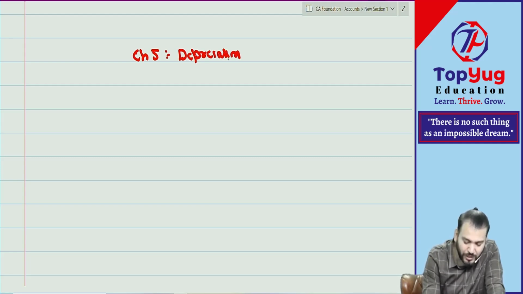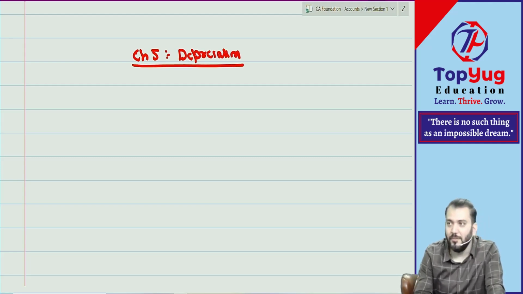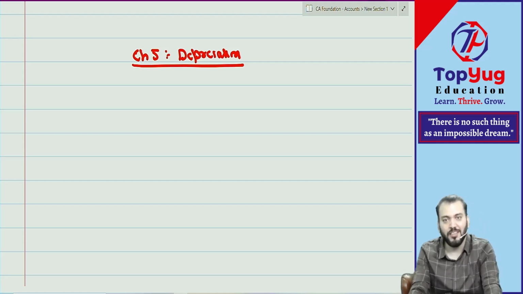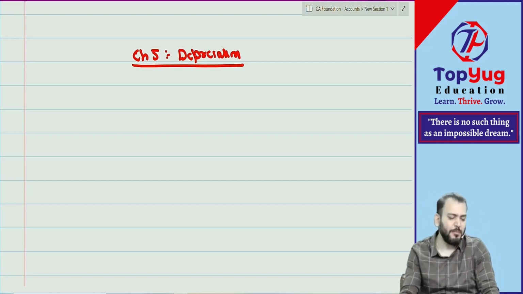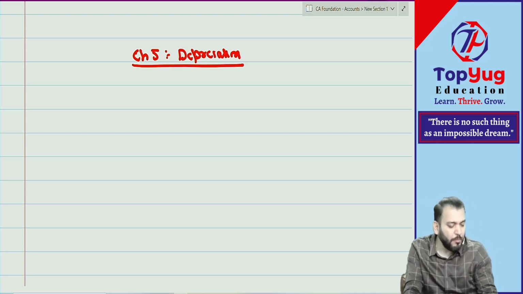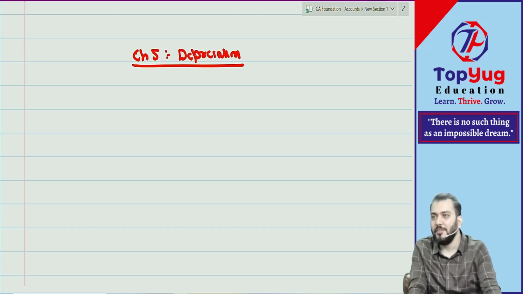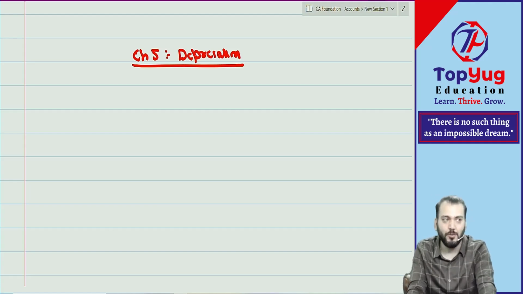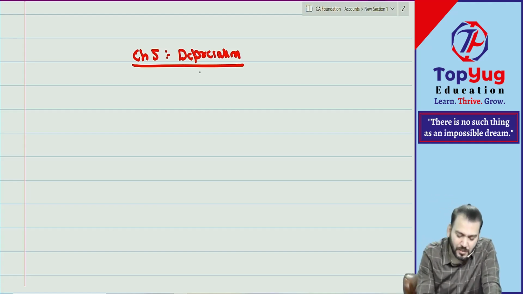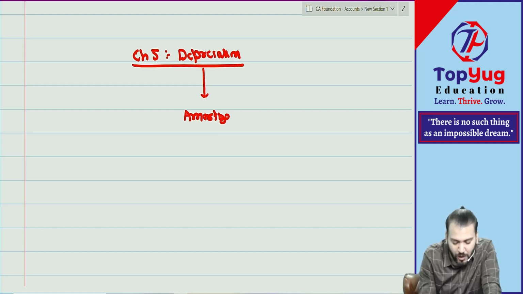Already we have understood what depreciation is. So depreciation means what? Whenever we say depreciation, which asset will come to our mind? Fixed asset. Now, a fixed asset can be either tangible or intangible. So depreciation is also known as what? Amortization. When I say depreciation, the word will also include amortization. Both are the same.